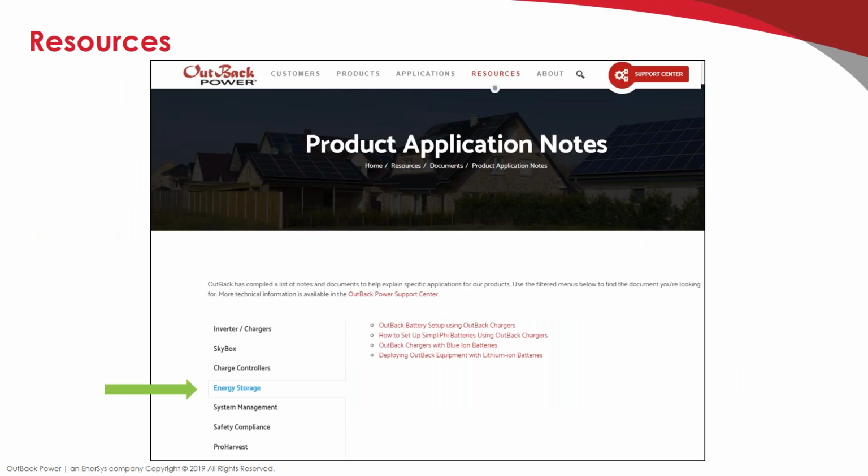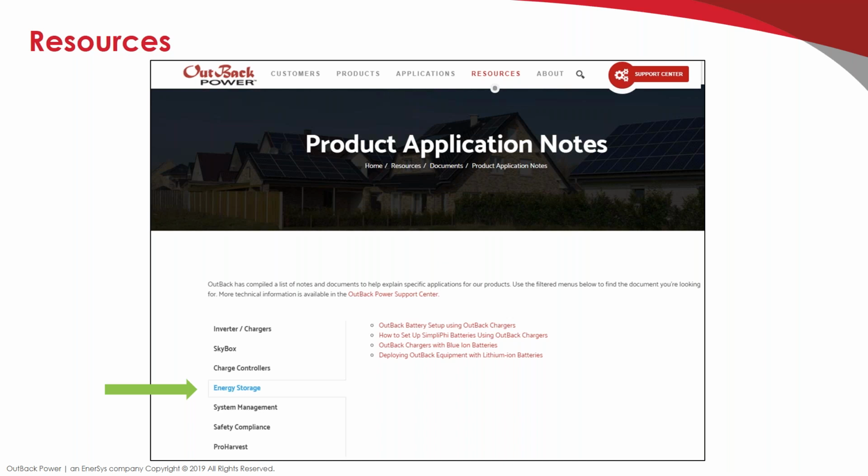Okay, so we're finally on to resources. This is just a quick screenshot again of how you can find our application notes. We have several. If you go to the energy storage section, we have one for Simplify batteries and we have one for Blue Ion batteries. However, shortly we are working on an application note for Discover batteries, Fortress batteries, and Kilovolt batteries. So those are in the works, and we have them here in our lab. We're doing a lot of good testing and getting some good information from them.